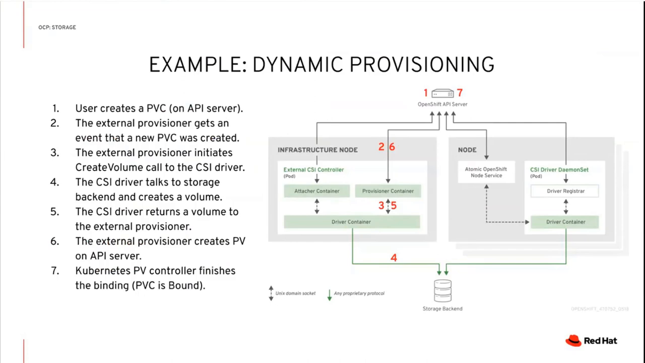Then the nice bit happens: the CSI driver talks to the storage backend and the volume's created. Once that's happened, the CSI driver returns a volume to the external provisioner, who then passes the PV, or persistent volume, back up to the API server that's bound, and you're all done. And that's how this new CSI API in Kubernetes now allows you to do this plugin and dynamic provisioning, as it says there. So it's a really nice solution. We've seen some success with it already. So you're sold on that.